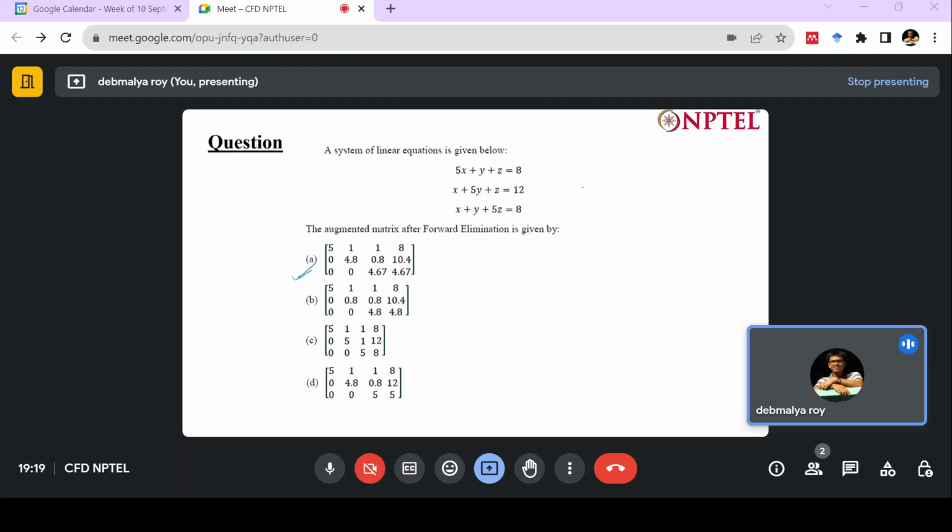So let's do that. Let's first write the augmented matrix. 5 1 1, 1 5 1, 1 1 5. So this is the coefficient matrix. I have written the coefficients of each of the unknown variables. After this, I will add another column which will correspond to the right hand side. So this is 8, 12, 8.